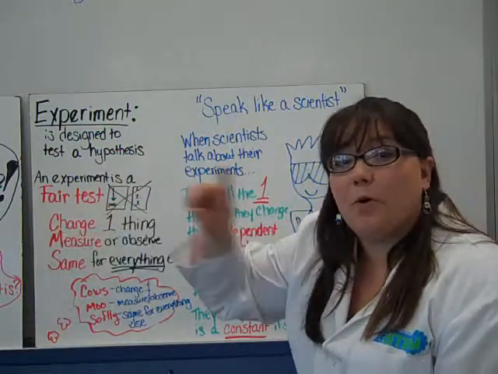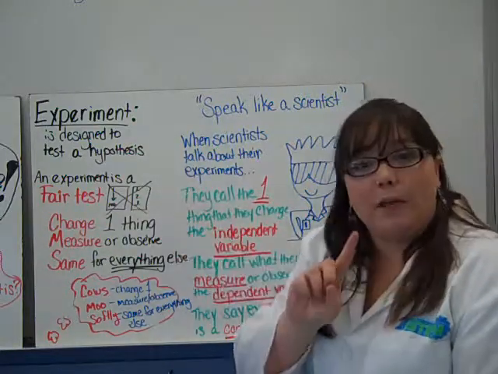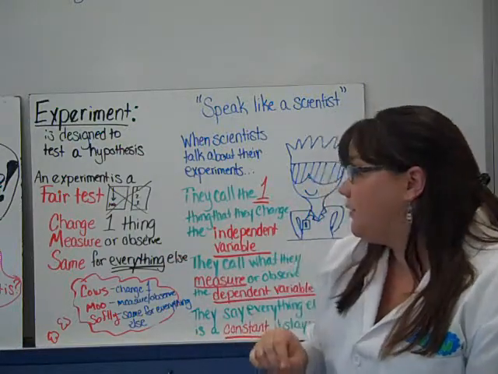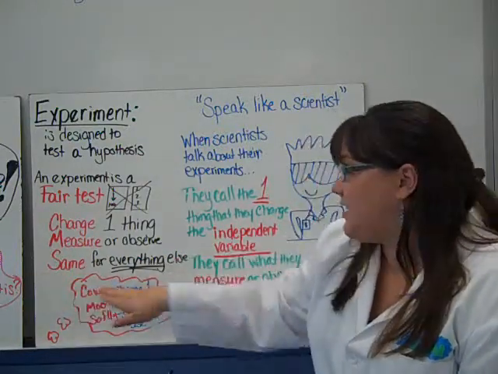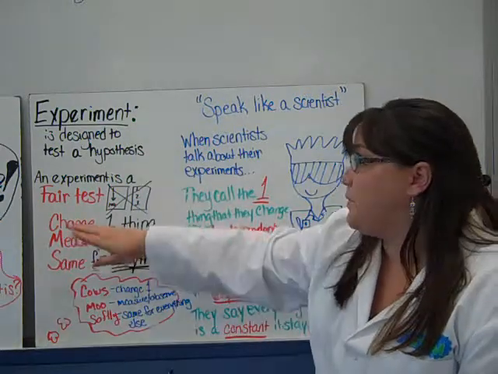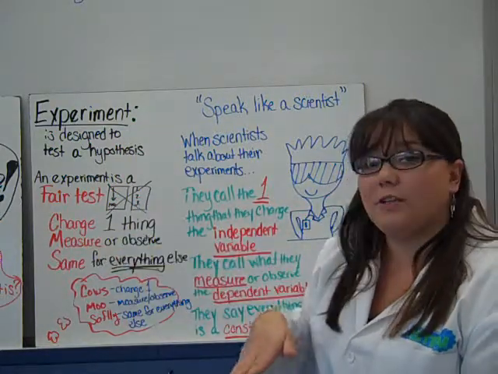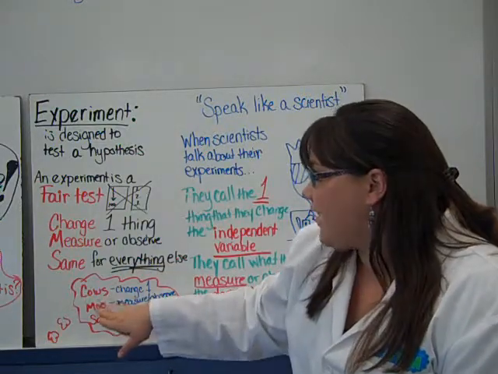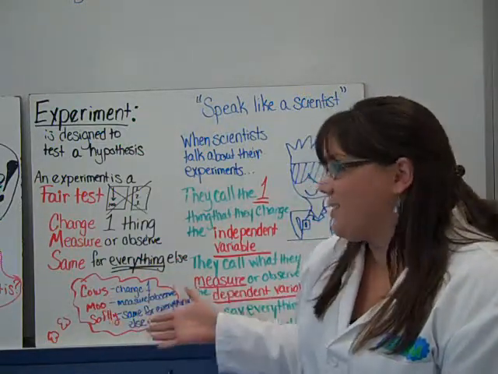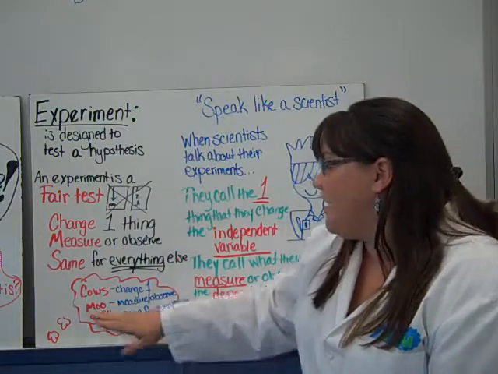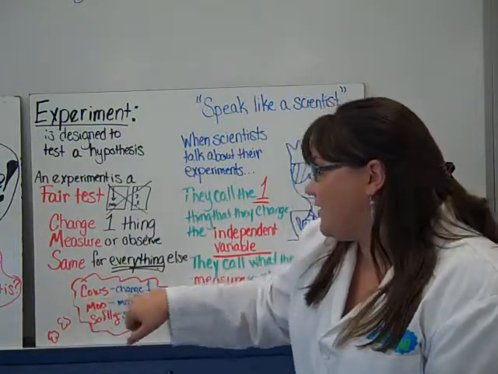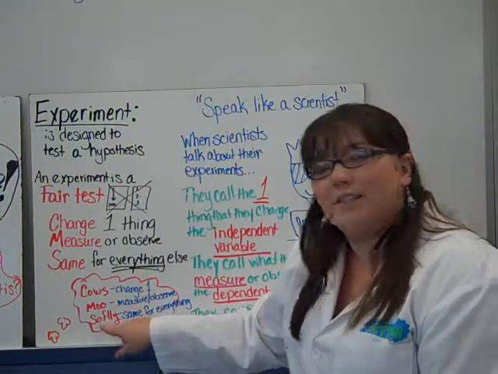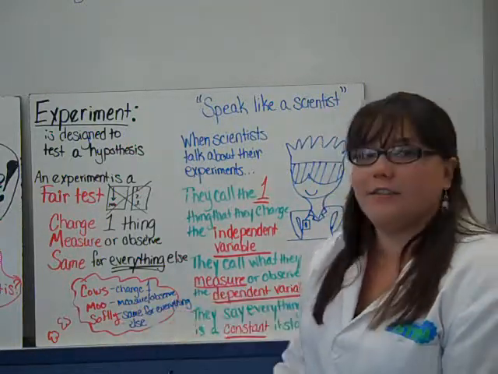We are changing one thing, and only one thing. We're measuring and observing something, and everything else stays the same. So we change one thing, we measure or observe something, everything stays the same. One way to help us remember that is cows moo softly. Aren't you glad I didn't draw a cow after that last drawing? Right, so it helps us remember. Cows, we change one thing. Moo, we measure or observe. And softly, same for everything else.